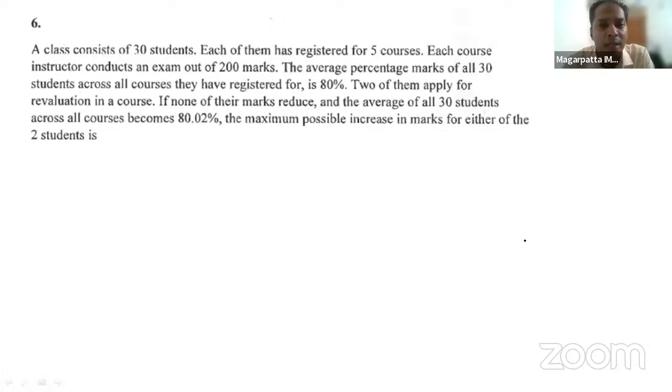Now, generally, whenever I see an arithmetic question, I always feel that I should attempt it. So my inclination is that I should solve this question, but again, let me just think. 30 students, let me read carefully. 30 students, 5 courses, and each course is out of 200 marks. Average percentage of marks of all 30 students across all courses they have registered for is 80%.